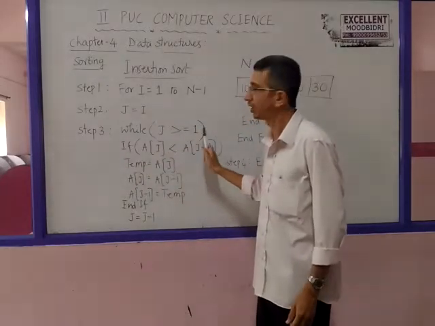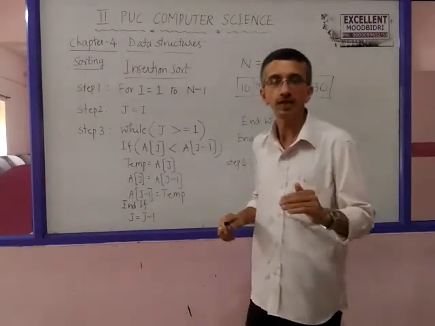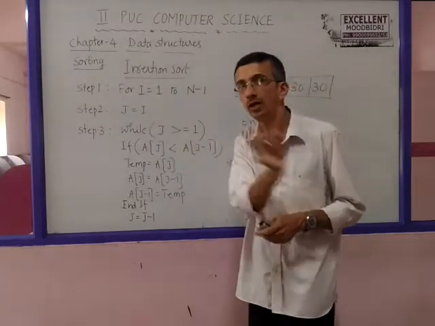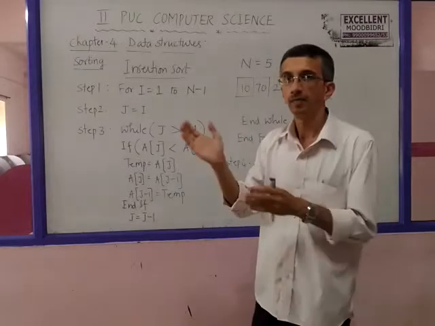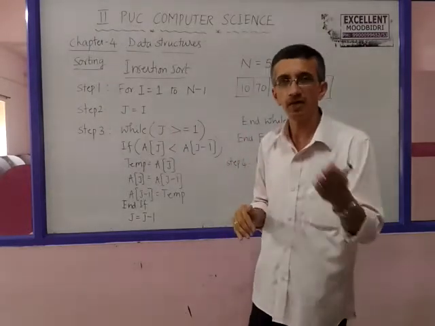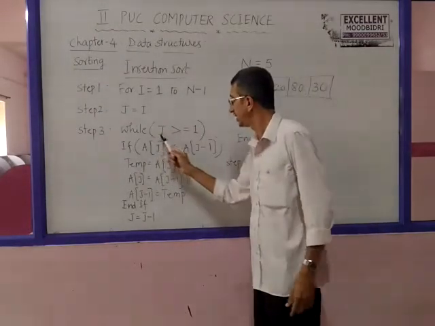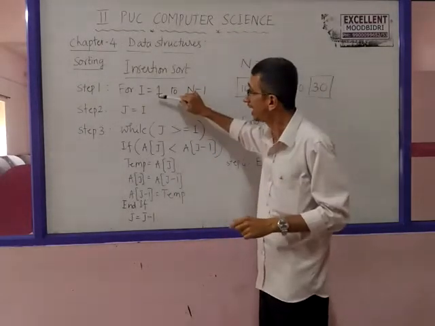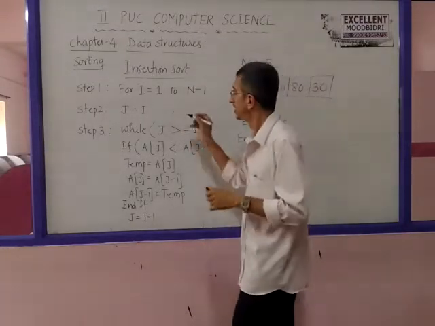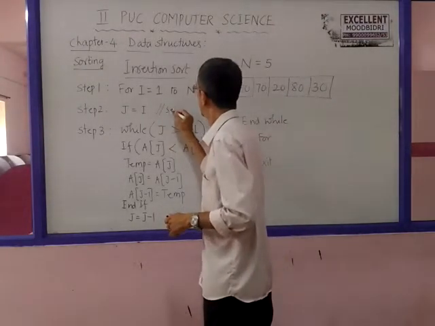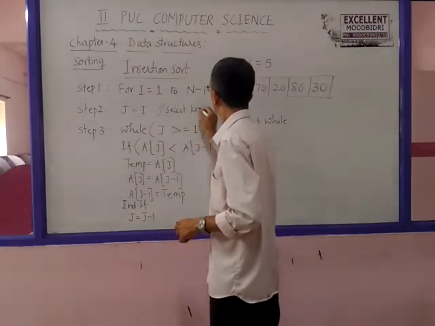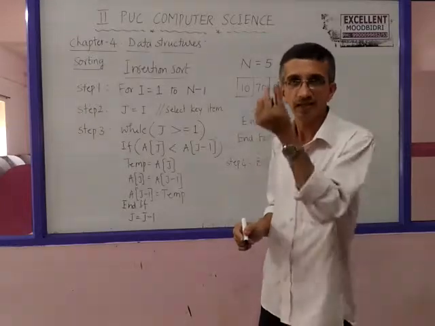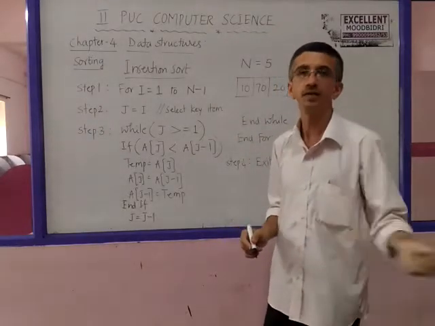Step 3: while j is more than or equal to 1, the inner loop, as we have seen, is the downward loop. Starting from the given item, we go down the array by comparing it with its previous item, right? That is why, while j is more than or equal to 1, starting from the given value of i, we select the key item. The key item is the pivot item, as I told.